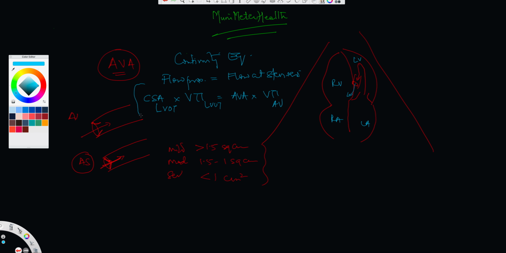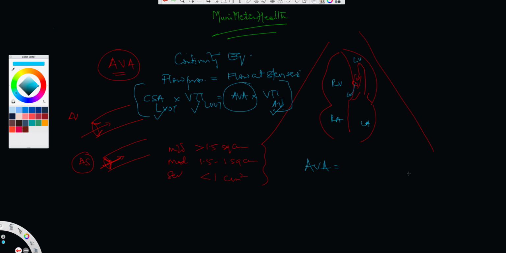So this equation is very, very important. Now we know we can calculate the VTI of the LVOT, we can calculate the VTI of the aortic valve, and we can measure the cross-sectional area of the LVOT. All we need to do is measure AVA. How do we measure AVA? We measure AVA by the following transposition of the equation, and that is, if you substitute the CSA LVOT, for instance, the cross-sectional area of the LVOT.